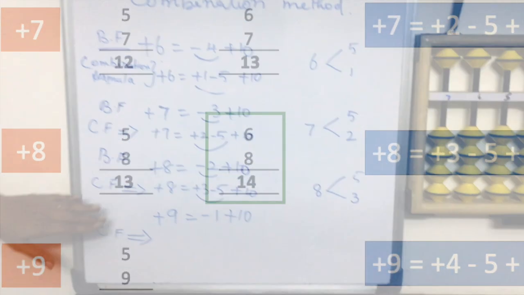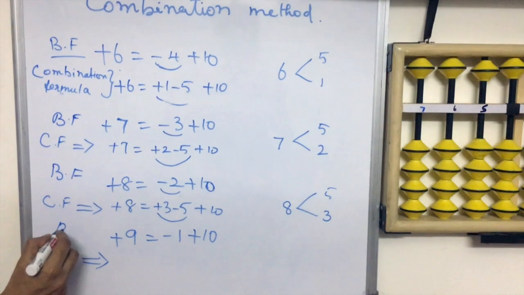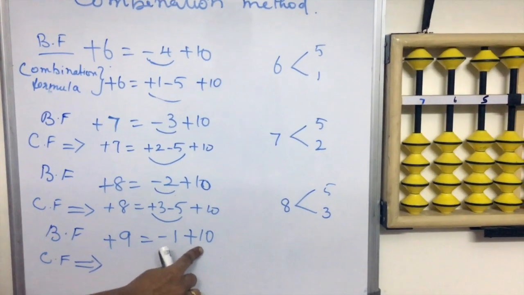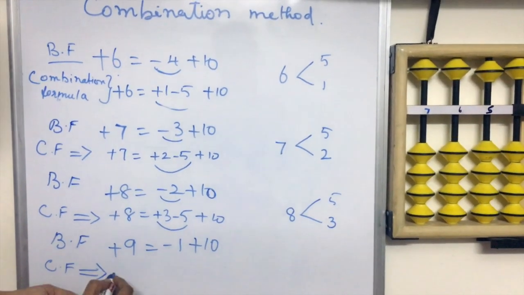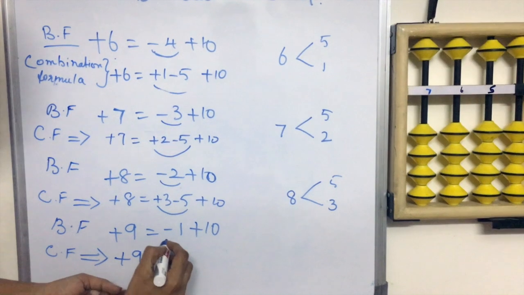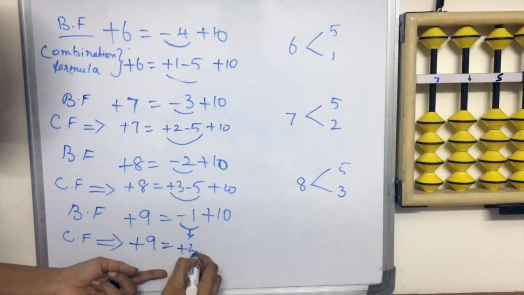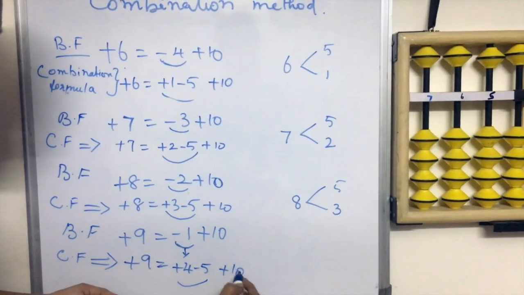Now we are going to see plus 9. Using big friend, we can add 9 like -1 plus 10. In certain conditions, we can't apply this. So to add 9 minus 1, instead of doing -1 plus 10, we do plus 4 minus 5 plus 10.